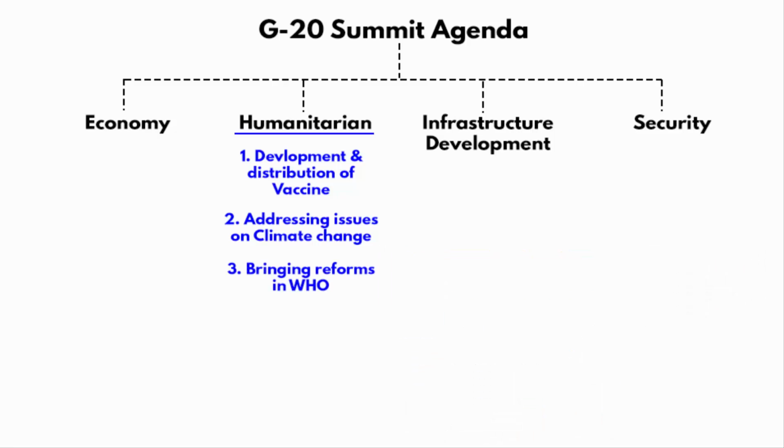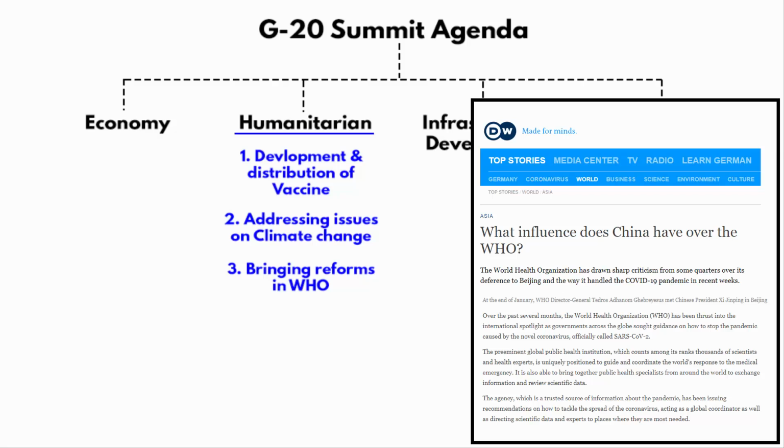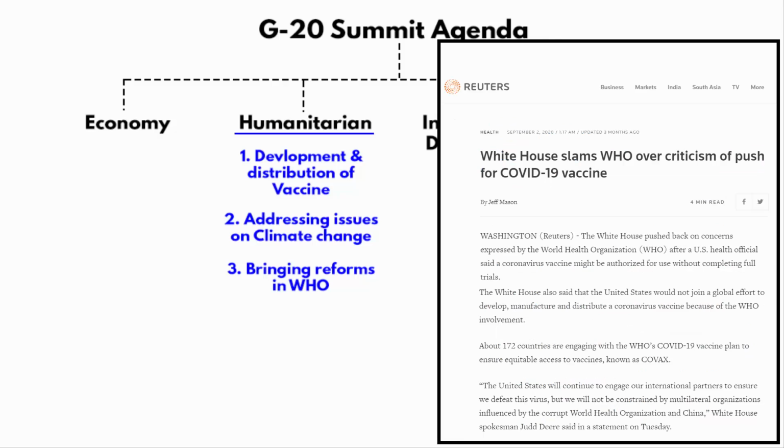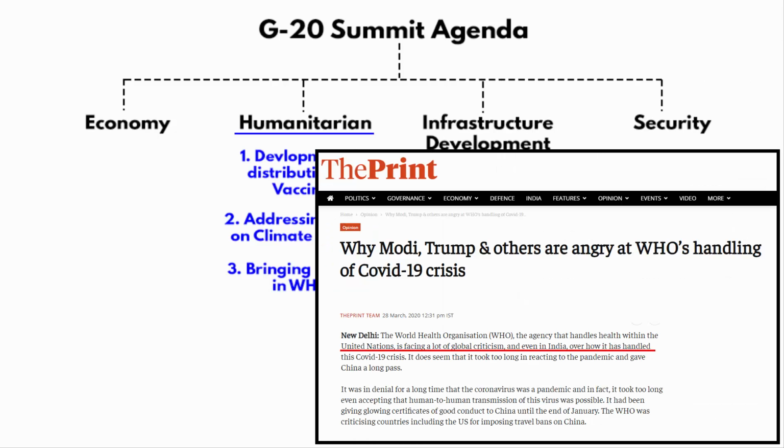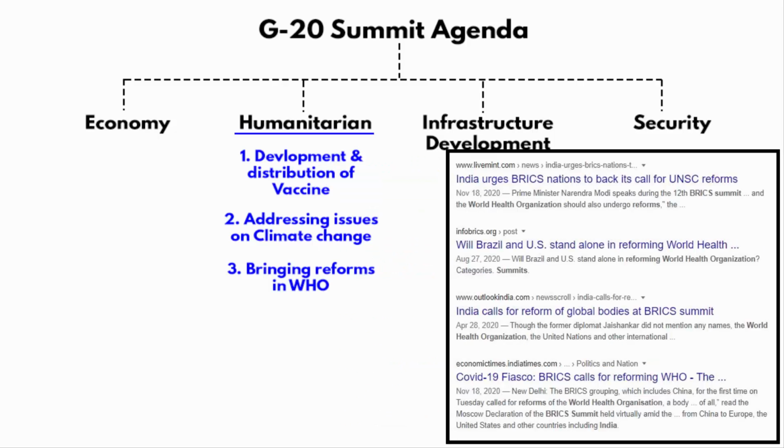One more point under the humanitarian category is regarding the role of WHO and bringing reforms in it. If you all remember, the World Health Organization has been at the center of many controversies since the beginning of this pandemic. The WHO has been accused of supporting China in its initial cover-up about the outbreak. And you also must be aware that it was the United States who was quite vocal in criticizing the WHO publicly. And India also supported the US in this narrative. Even in the BRICS summit that happened a week ago, Prime Minister Modi called for reforms. Not just in WHO, he even called for reforms in WTO and IMF.